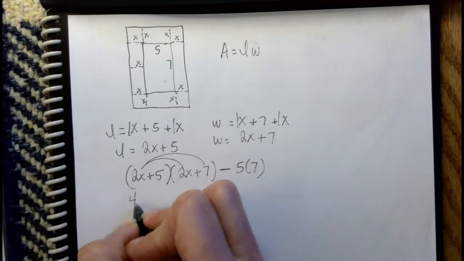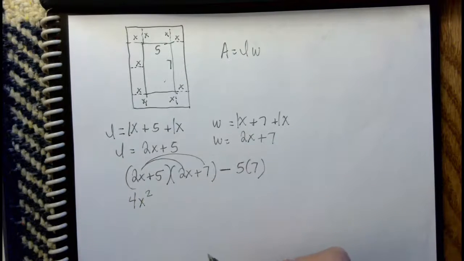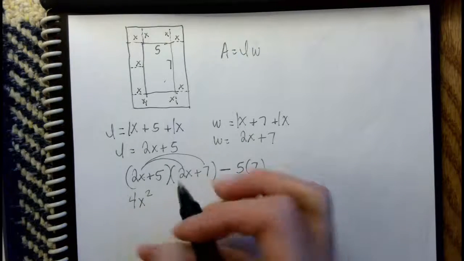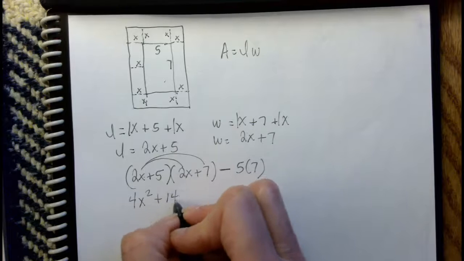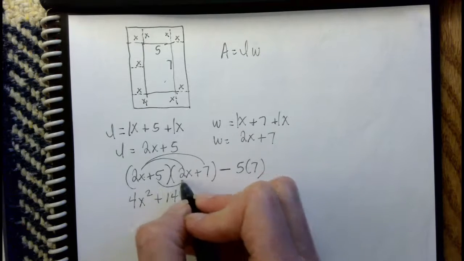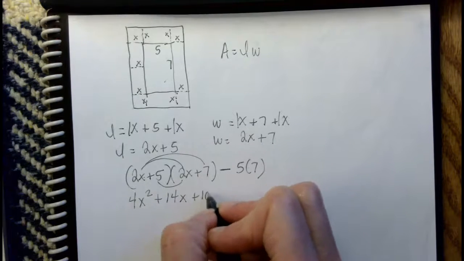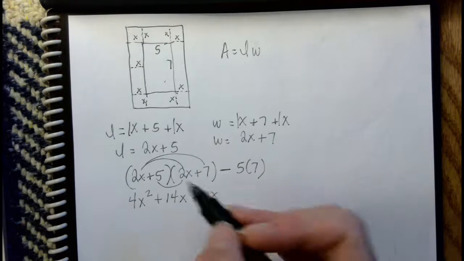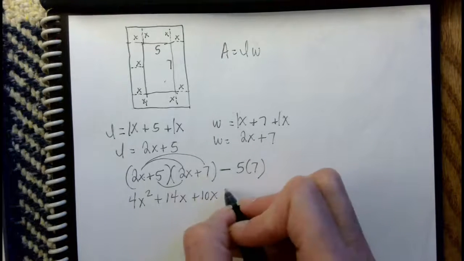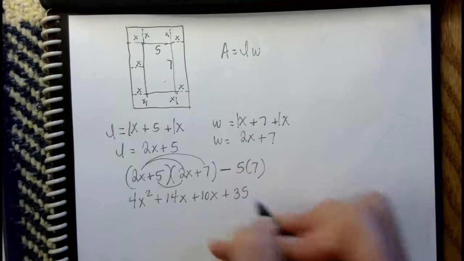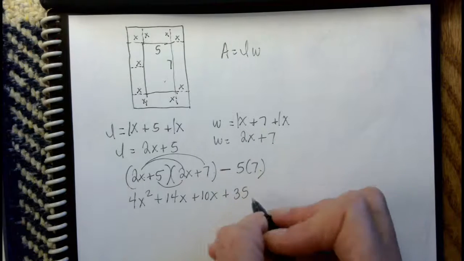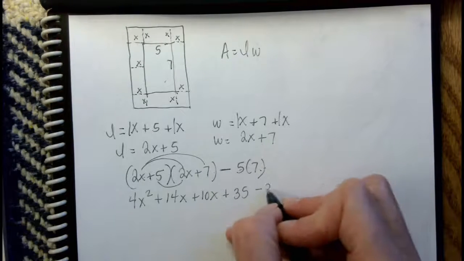2x times 2x is 4x squared. 2x times 7 is 14x. 5 times 2x is 10x. And 5 times 7 is 35. And then over here, minus 5 times 7, which is 35.